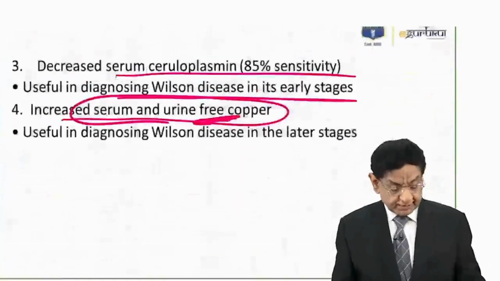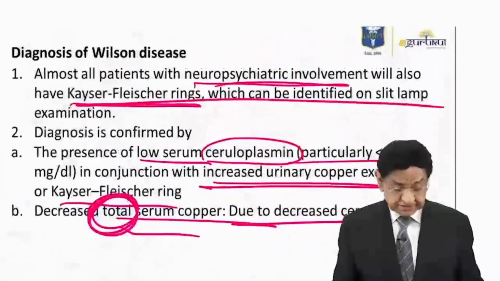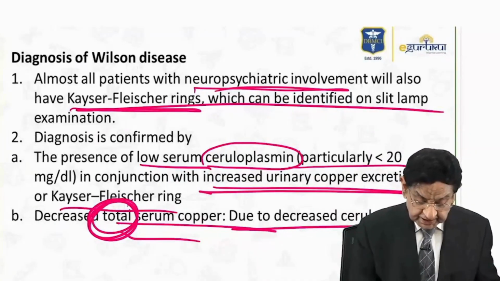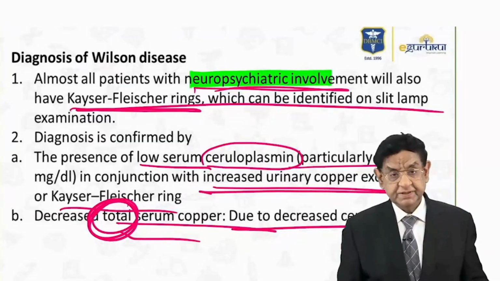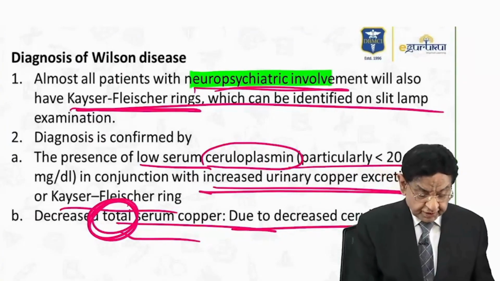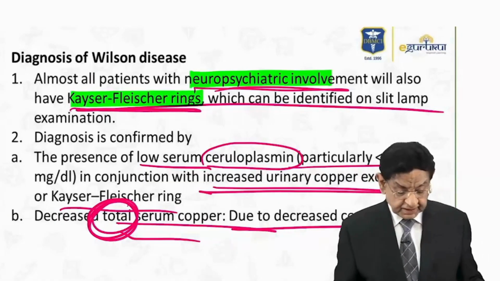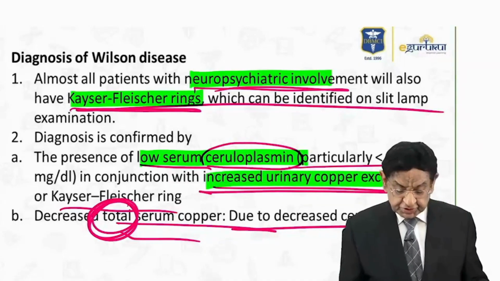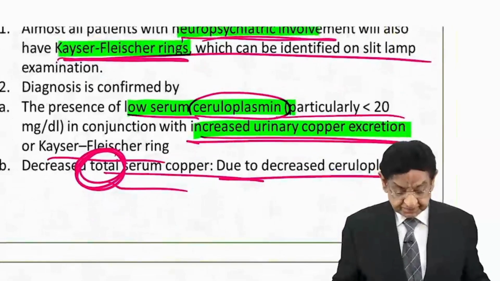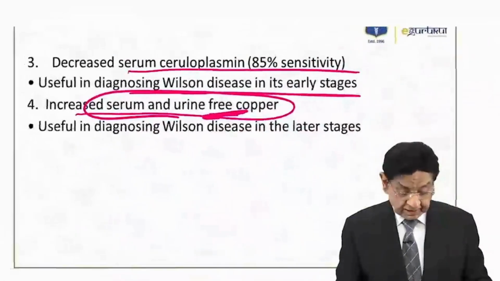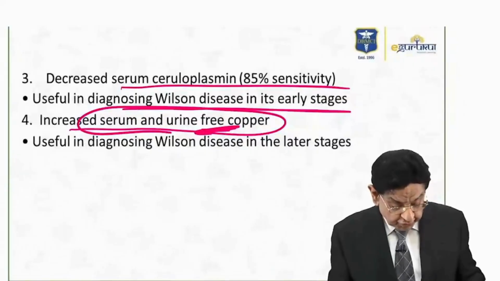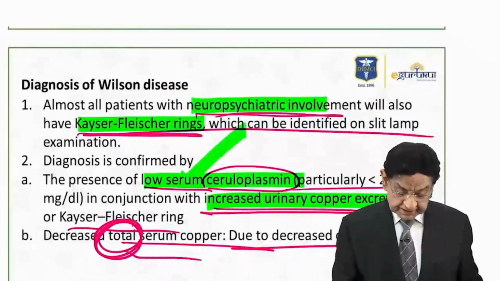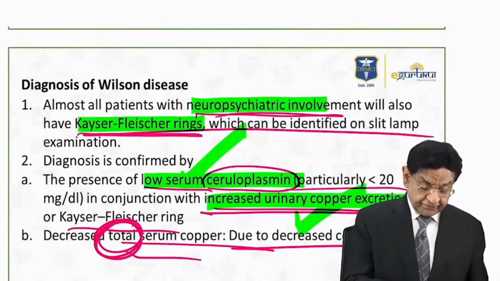So a quick recap, the keywords in the diagnosis. The first keyword: neuropsychiatric feature in a young person, look for KF ring, reduced serum ceruloplasmin level, increased urinary copper excretion. So they are the 4 keywords to remember. Point to remember, this is for early, this is for the late, and this is the first thing to be done.